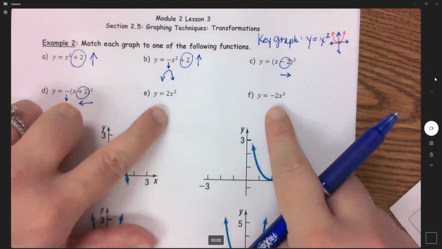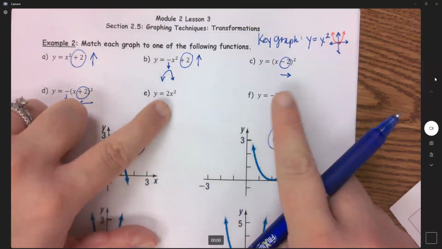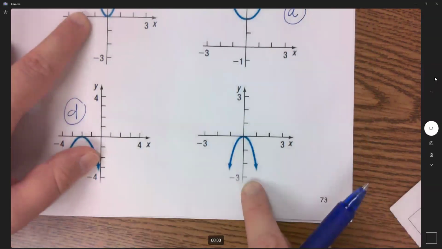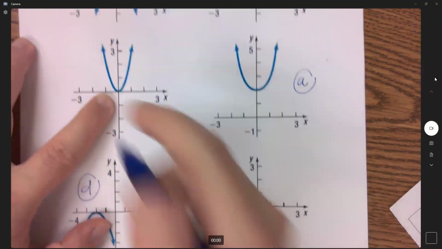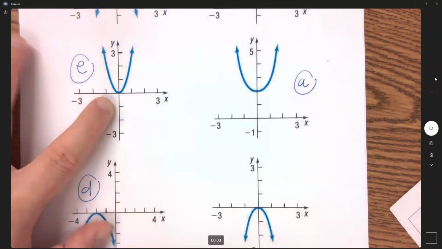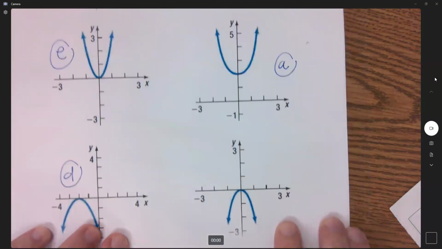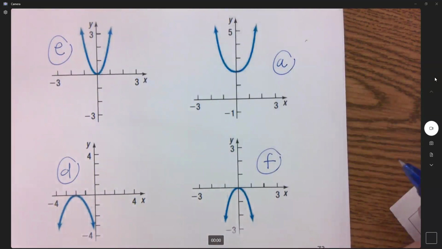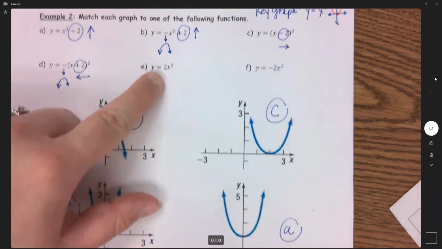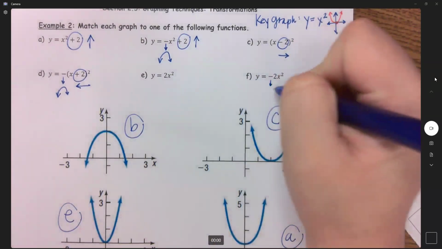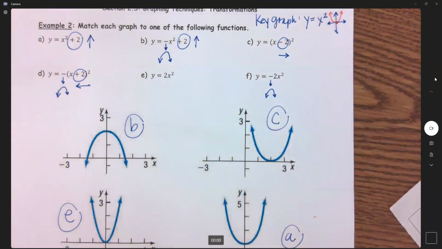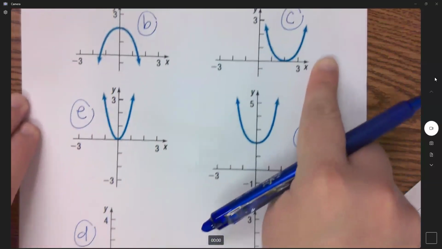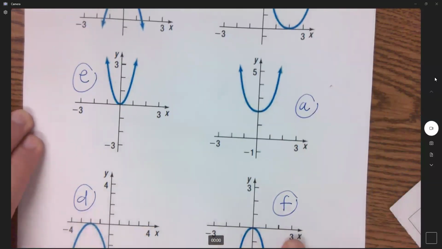And now these two are very similar. We have 2x squared and negative 2x squared. So I have this one and this one left. This one has to be E when it is a positive 2x squared. This one would then be left for F for the minus 2x squared. Because it is positive, it opens up, but this negative here makes it open down. So we have B, C, E, A, D, and then F.